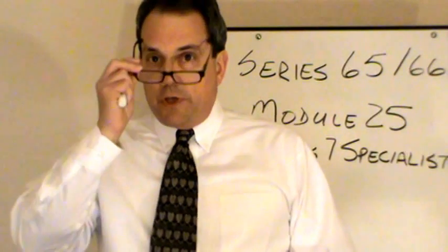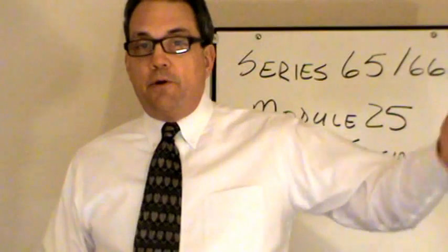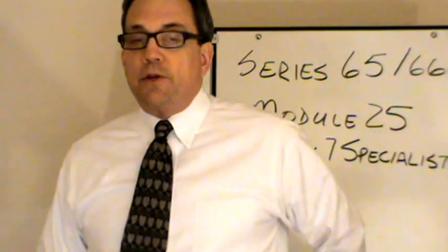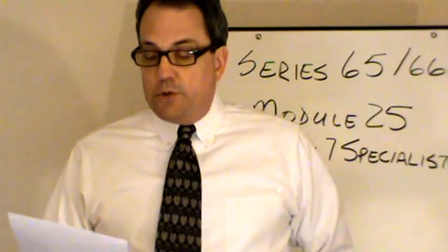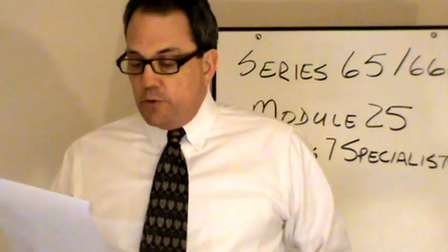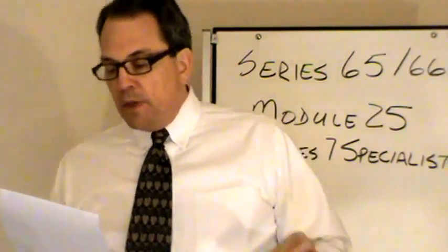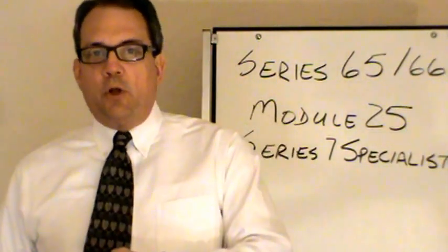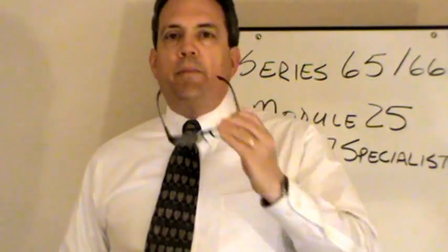After-tax return is pretty self-explanatory. You net out the taxes. If I make $100, but 60 of it has to go to various taxing authorities, I'm only netting 40, and that's going to be my after-tax rate of return. It's usually used when comparing municipal bonds to other investments that are taxable. And I doubt very seriously that you're going to have to do the math on that.